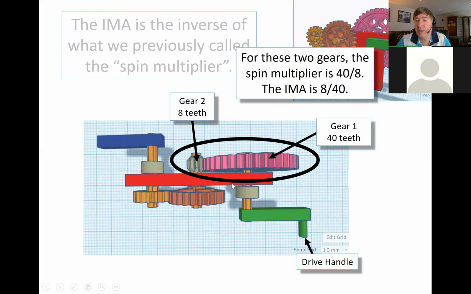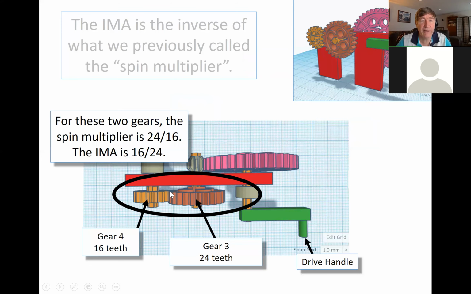Okay, so I hope you guys got that. Okay, now let's look at the other one down here. Again, this is the driving gear, and this over here is the driven gear. So if the driving gear is bigger than the driven gear, that means that the driven gear is going to spin more than the driving gear.